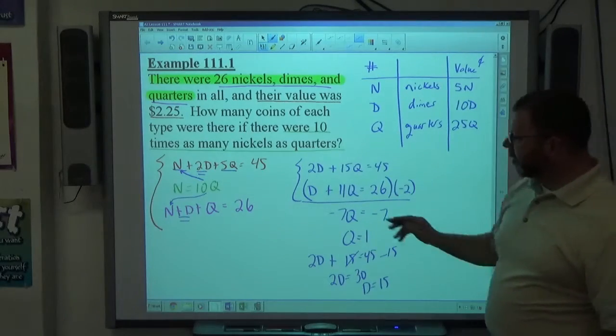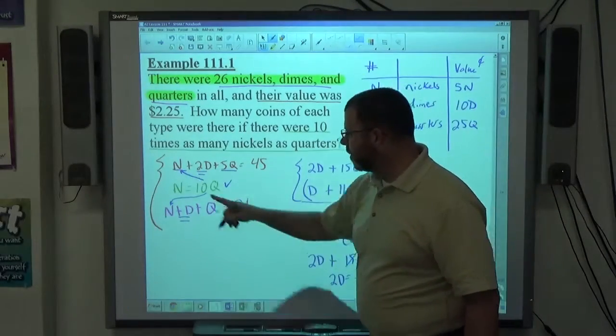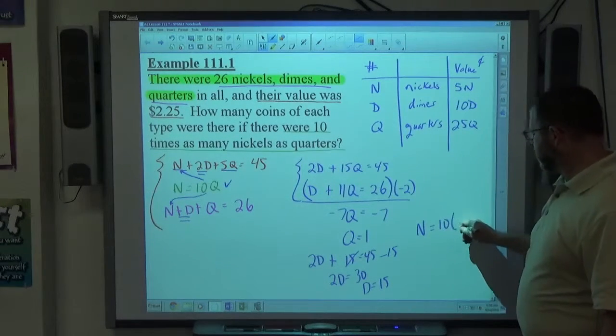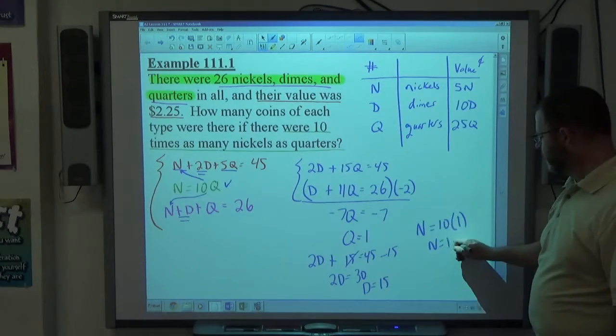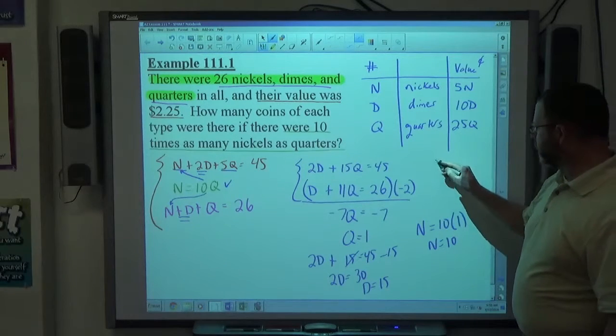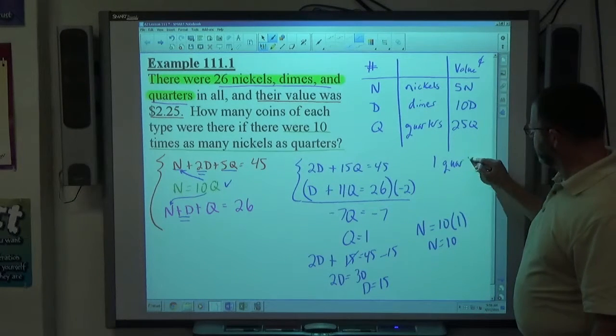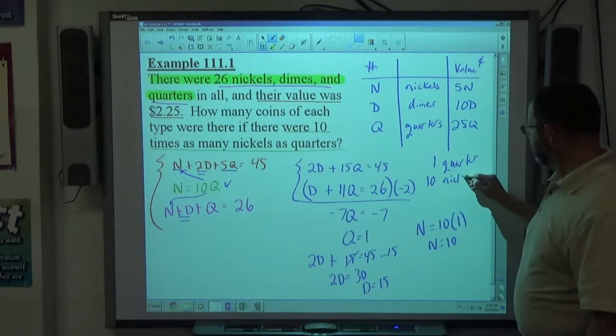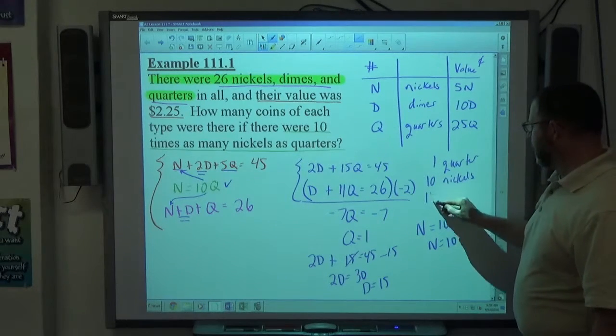And if I want nickels, I can go right here. n equals 10 times q. n equals 10 times q, which is 1, so n is equal to 10. So we have 1 quarter, 10 nickels, and 15 dimes.